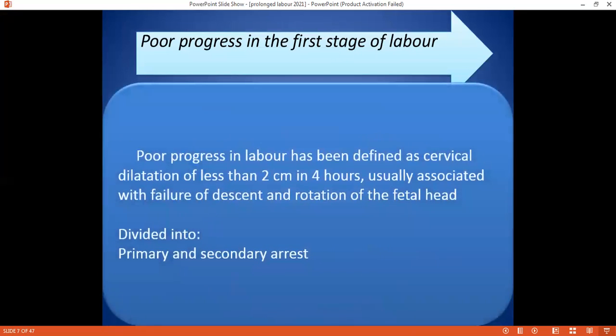Poor progress in the first stage of labor has been defined as cervical dilatation of less than 2 cm in 4 hours, usually associated with failure of descent and rotation of the fetal head. 2 cm in 4 hours because we recommend vaginal examination every 4 hours during normal labor management. So we put this definition according to the frequency of examination, divided into primary and secondary arrest. So far we are in the first stage of labor.